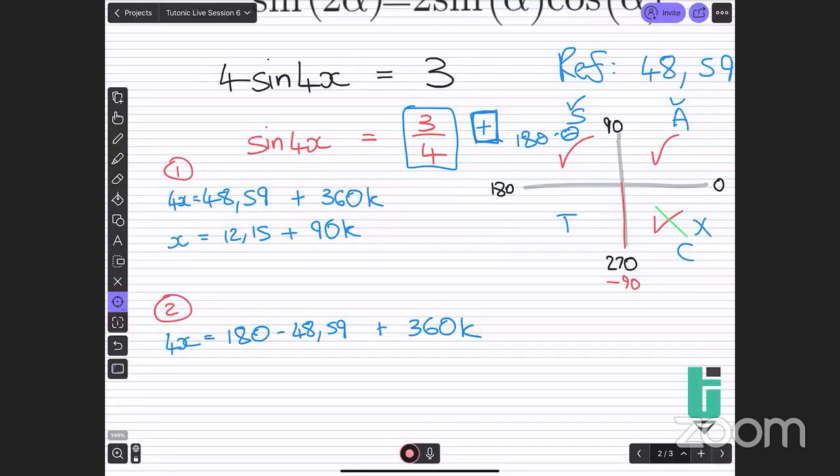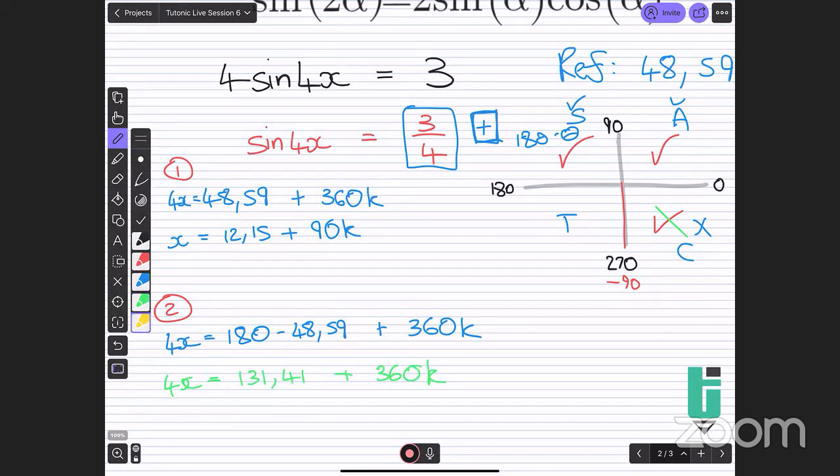Do you also divide the 4 by the 360? Yes, because this is one equation. So you divide everything by that. That's why you must figure out the equations first before you divide. And the same thing for this one. This one is going to be 4x equals 180 minus 48.59, which is 131.41, plus 360k, and then you divide out. What's your answer for x?